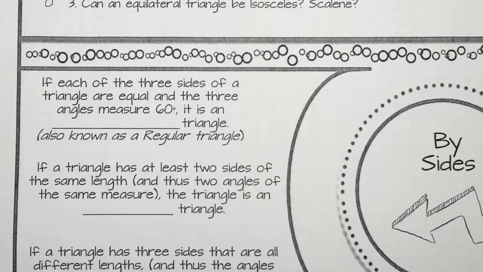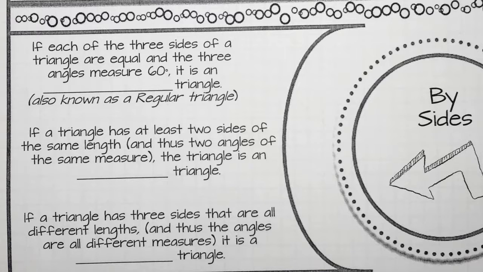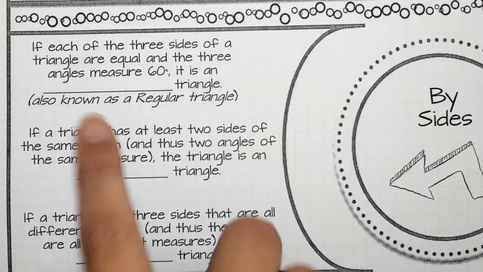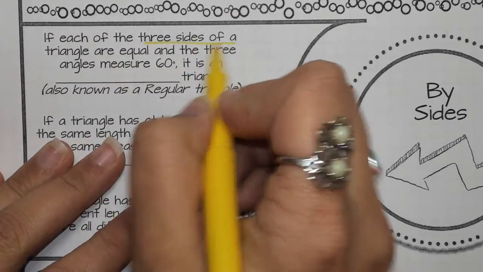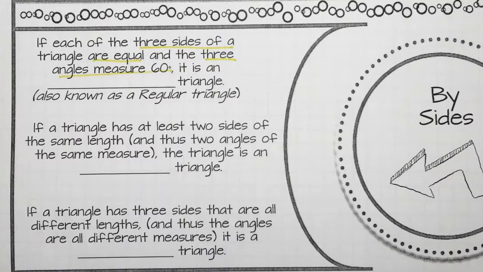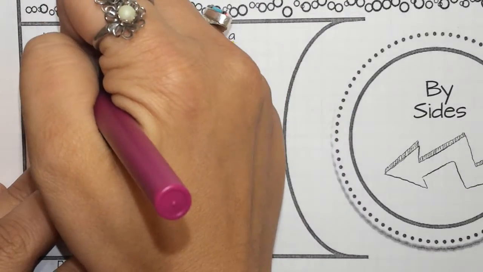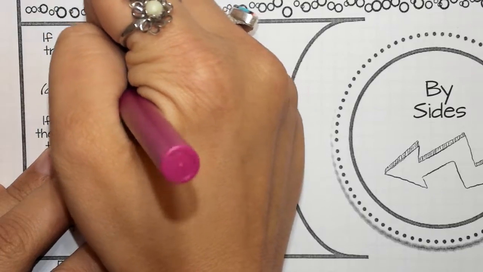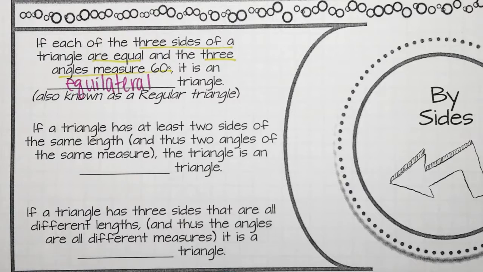Alright, let's come down here. If each of the three sides of a triangle are equal and the three angles measure 60 degrees, so this is very important. The three sides are equal and the three angles measure 60 degrees. What kind of triangle do you think that is? An equilateral triangle.